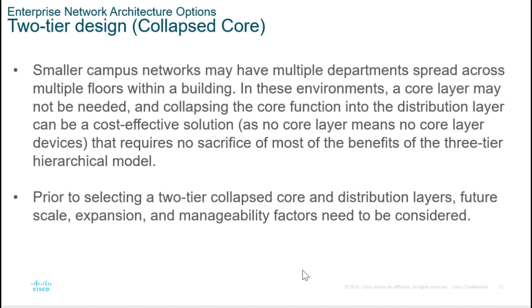So satu, kita boleh buat the full 3 layer design. Maksudnya kita ada core layer, distribution layer dengan access layer. Alright, so next sebenarnya kita boleh buat a 2-tier design ataupun kita panggil collapse core.